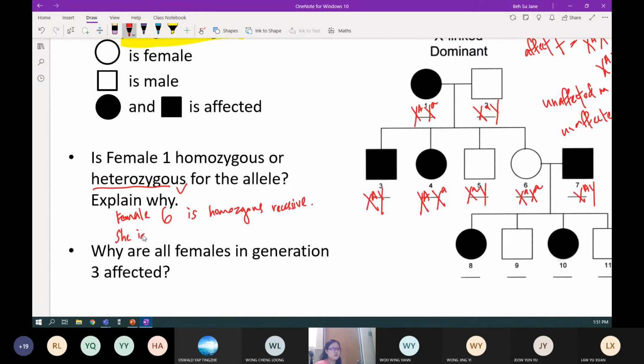She inherited one recessive allele from that parent, and one from mom. Just in case they're dumb, female 1. That is male 2.